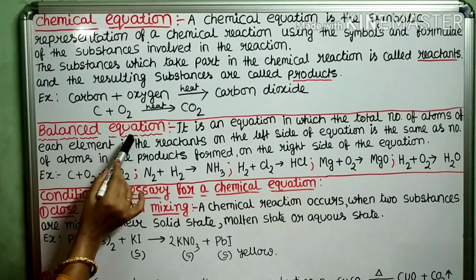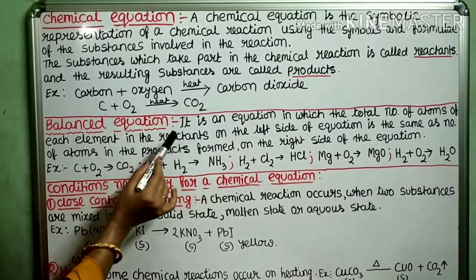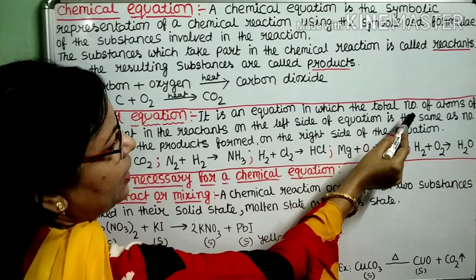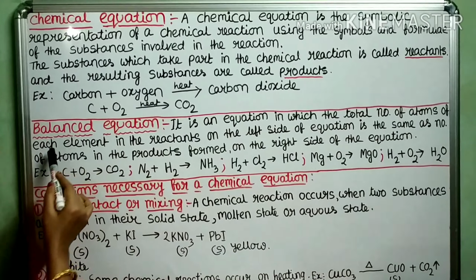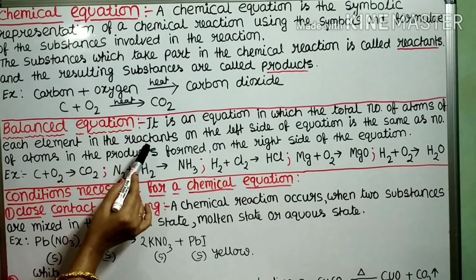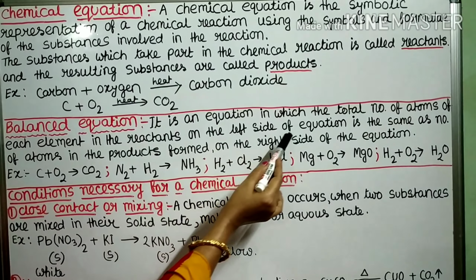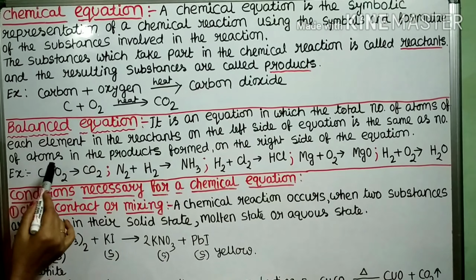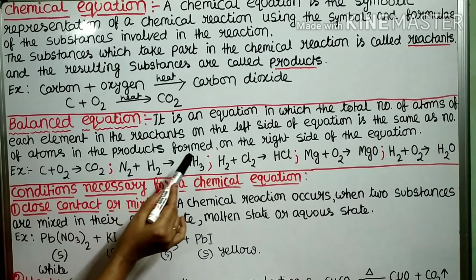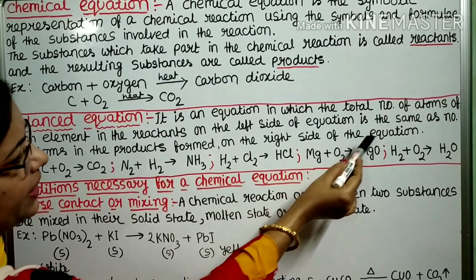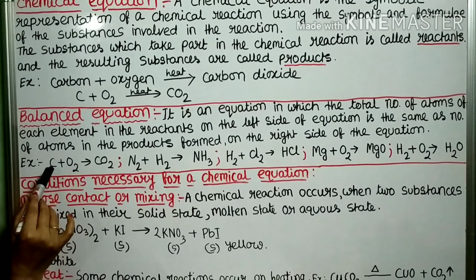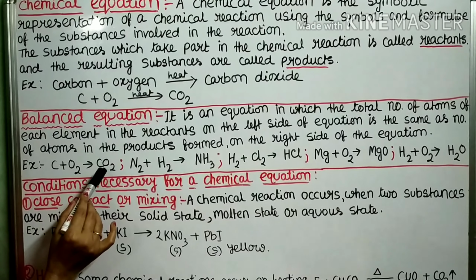Then, balanced equation. What is a balanced equation? It is an equation in which the total number of atoms of each element in the reactants on the left side of the equation is the same as the number of atoms in the product formed on the right side of the equation. See the example: carbon plus oxygen, CO2 is formed.